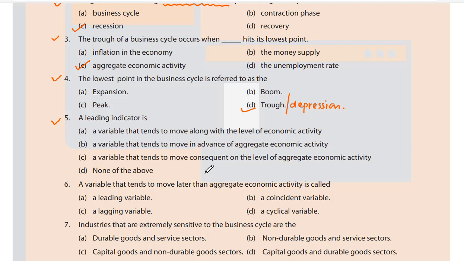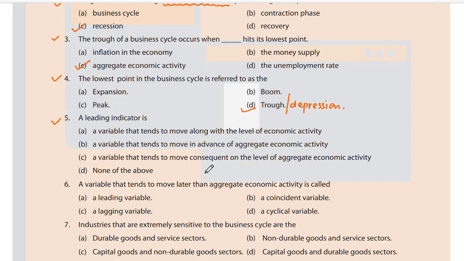This question relates to a leading indicator. A leading indicator is a variable that tends to move along with the level of economic activity. B. A variable that tends to move in advance of aggregate economic activity. C. A variable that tends to move consequent on the level of aggregate economic activity. Or D. None of the above.